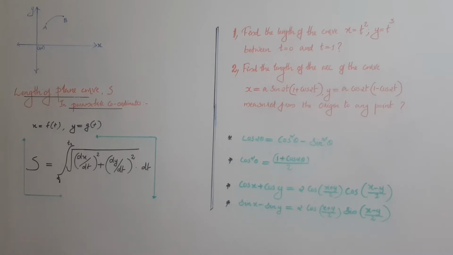Now moving on to the first question. Find the length of the curve x is equal to t square and y is equal to t cube between t is equal to 0 and t is equal to 1.